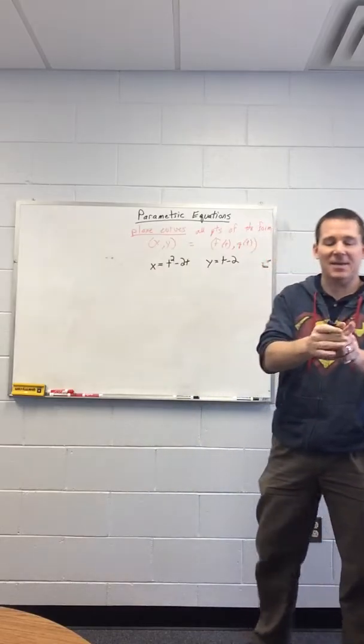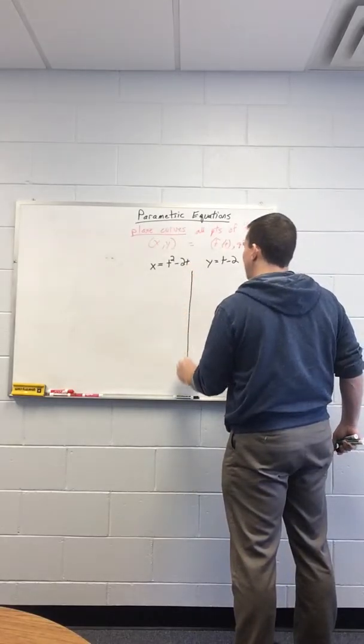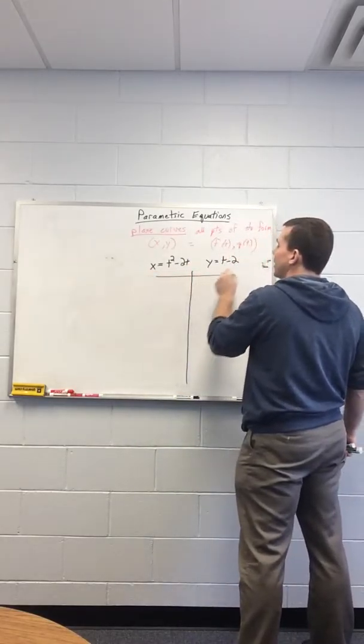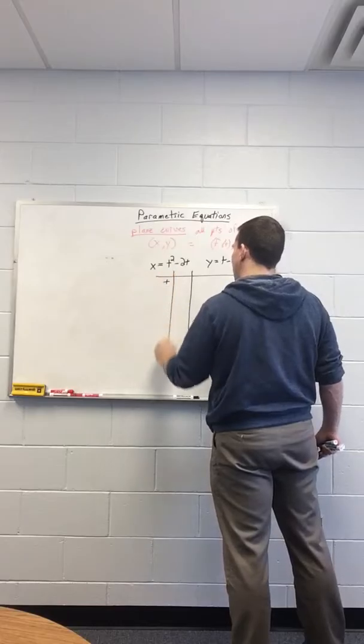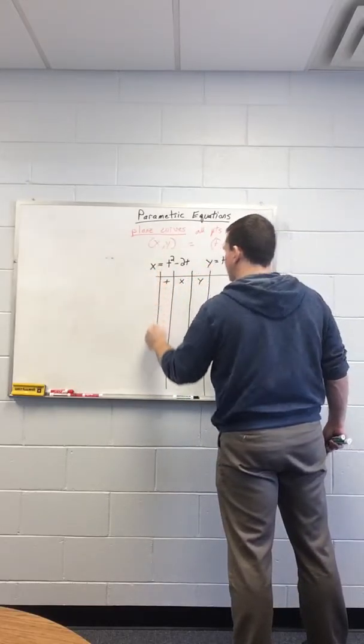In order to graph these, the easiest way to graph when you start is to just create a table, just like you do when you first start graphing. Only now we'll have our parameter t, then we'll have x, and we'll have y.